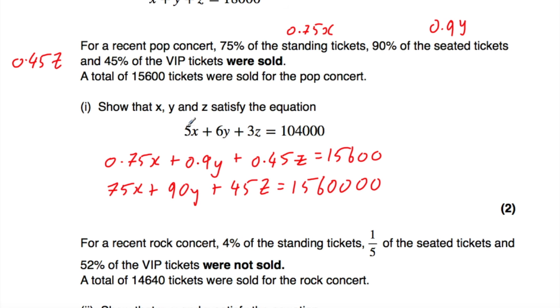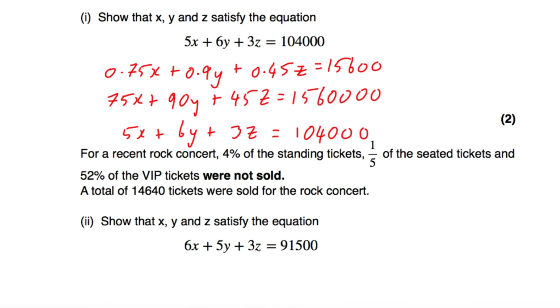Now I'm going to divide. If we have a look at the equation, we've got 5x. Well, to get from 75x to 5x, we're going to divide by 15. To get from 90y to 6y, we're going to divide by 15. To get from 45z to 3z, we're going to divide by 15. And hopefully if we divide this by 15, we're going to get this. So let's check it. Let's get our calculator and work that out. So if we divide everything by 15, we're going to get 5x plus 6y plus 3z equals, and then 1,560,000 divided by 15 is equal to 104,000. And that's it. So that's that equation.